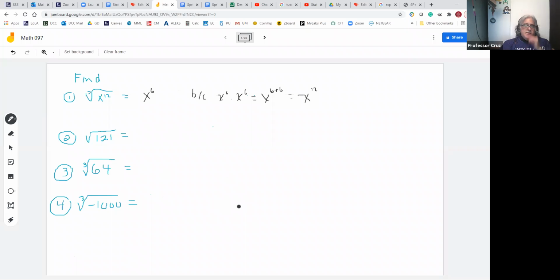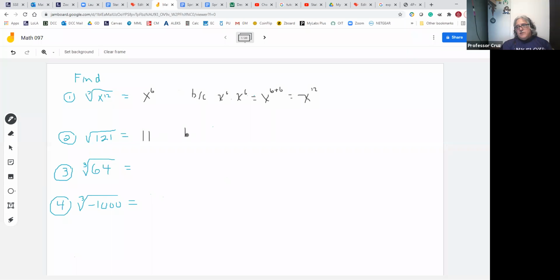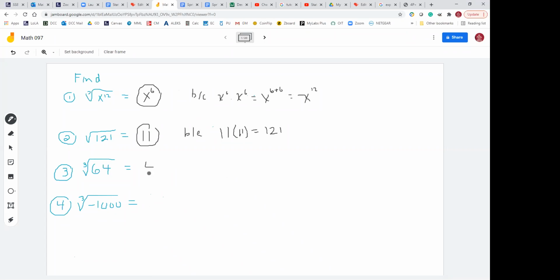All right, what about number 2? We didn't go that far over here, but there are squares past 10, so there'll be 11, right? That's 11, because 11 times 11 is 121. So the cube root of 64 is just plain old 4 this time.